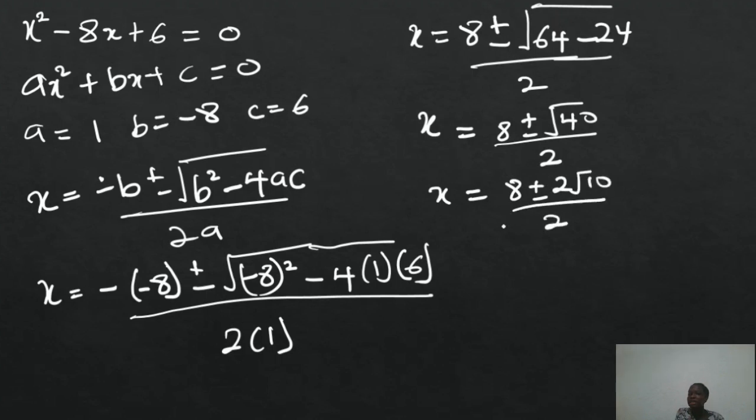Now 2 can divide this to give us x to be equal to 4 plus or minus, this 2 is going to cancel the 2, and then 2 going into 8 gives 4. So you are going to get 4 plus or minus root 10. So we've gotten our x to be 4 plus or minus root 10. So our x1 is going to be 4 plus root 10, and our x2 is going to be 4 minus root 10.